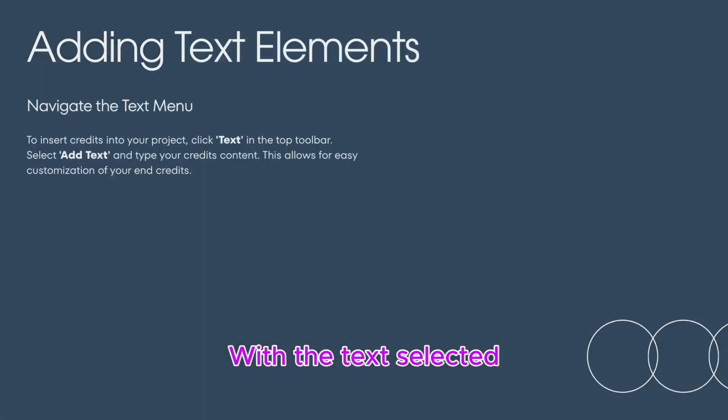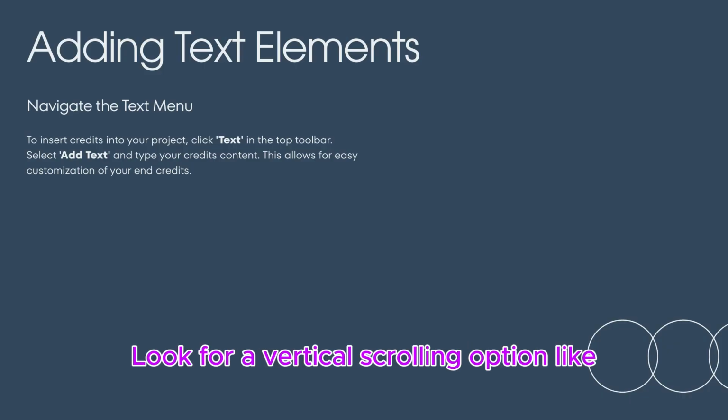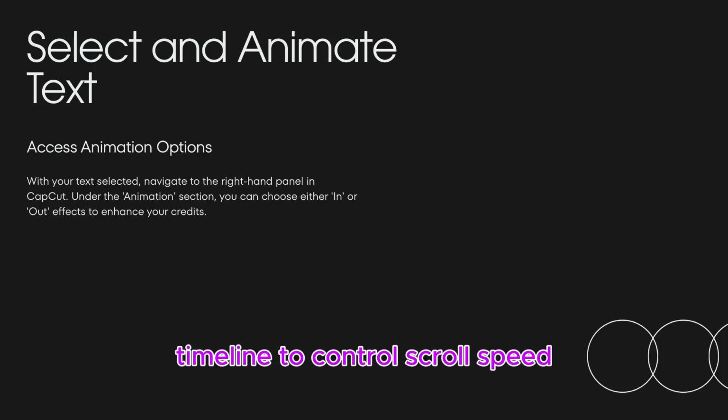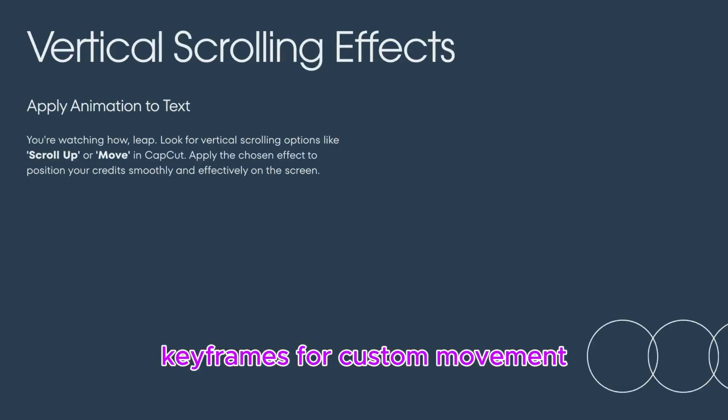With the text selected, go to the right-hand panel. Under animation, choose in or out effects. Look for a vertical scrolling option like scroll up or move. Apply it. Adjust the duration in the timeline to control scroll speed. You can also use keyframes for custom movement.